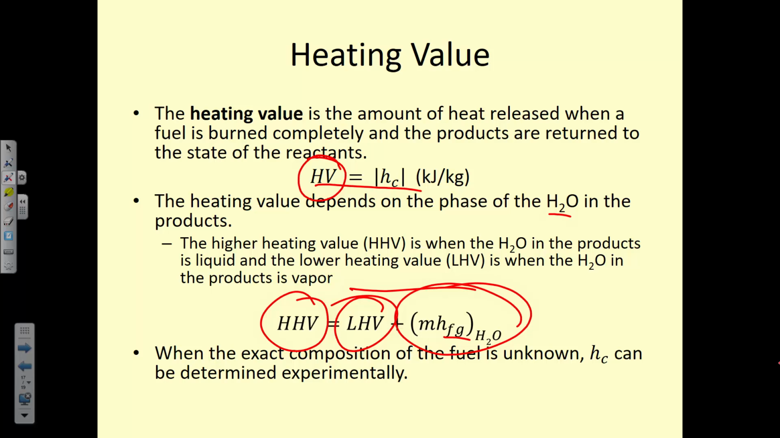So the amount of energy it takes for it to go from a liquid to a vapor multiplied by the mass. When you add that to the lower heating value, then you get the higher heating value of that. So it tells you how much less energy is available because that water's in liquid form rather than in a vapor form. And if you don't know the exact composition of your fuel, you can obtain these values. You can obtain this H sub C value experimentally. So you would need to burn a known quantity of your fuel and then determine how many calories were released during that process.